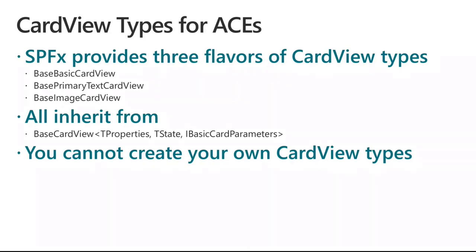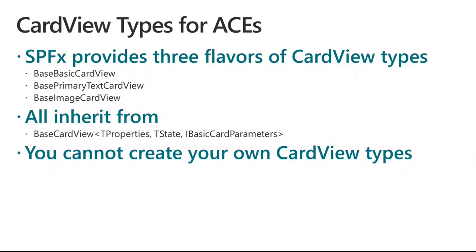And talking about the card view, we always see the options to choose between three different flavors of card view. In this short demo, we will figure out what these card view types are and what are the differences between each of them. So first of all, we have three options: the base basic card view, the base primary text card view, and the base image card view, which are the actual base types that we will inherit from when we create any card view in an adaptive card extension.